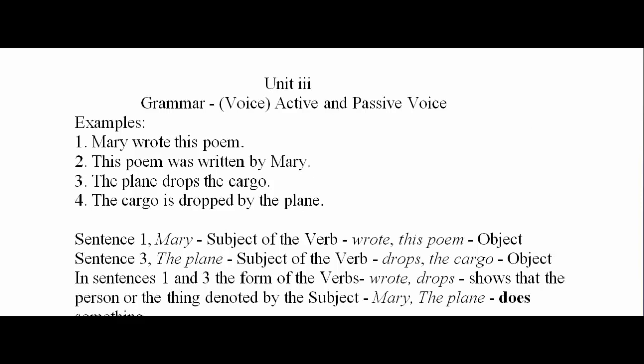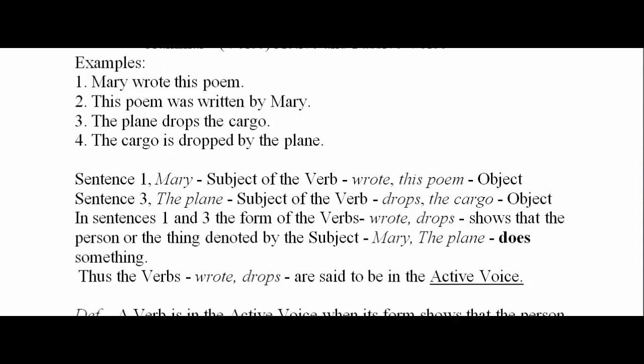Now, what is happening here? Let us examine these sentences in a little more detail. In sentence 1, Mary is the subject of the verb wrote, and this poem is the object. Mary, a third person proper noun, is the subject of the verb wrote, which has an object, this poem. In sentence 3, the plane is the subject of the verb drops. The cargo is the object of the verb drops.